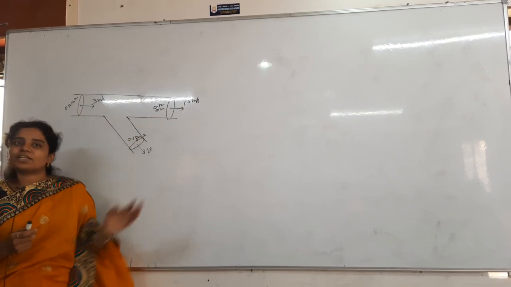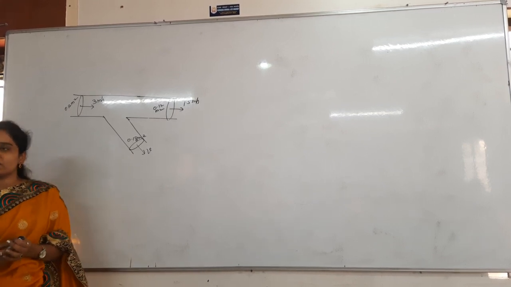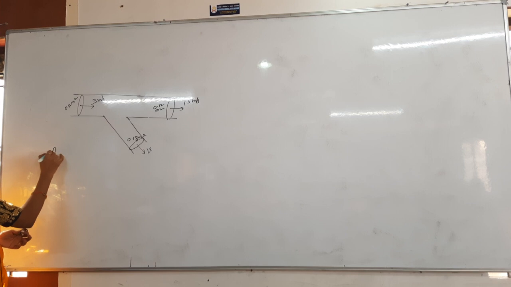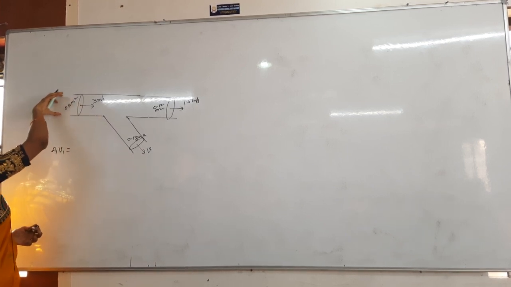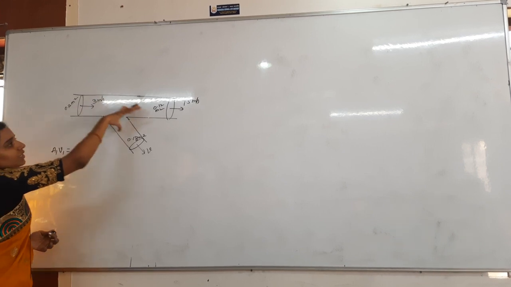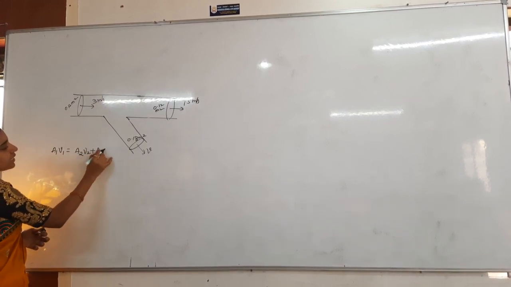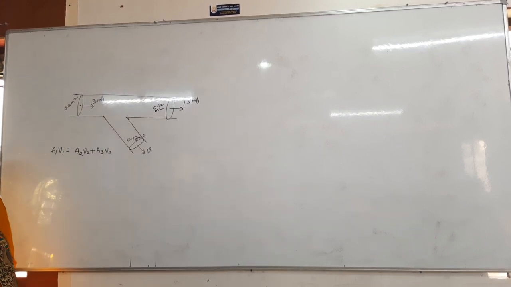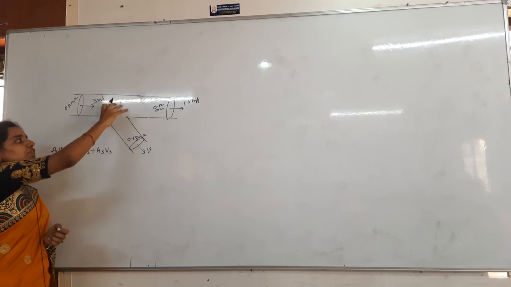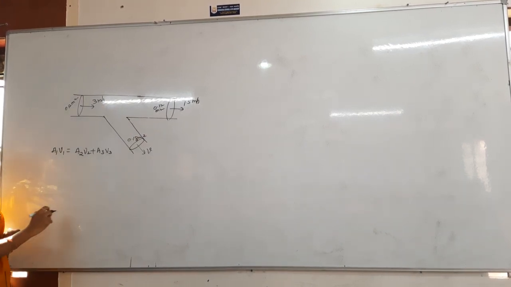Entering is equal to leaving, nothing but continuity. The equation of continuity. So what can I write? A1 V1 is equal to whichever fluid comes in from here, it comes out from here. So A2 V2 plus A3 V3. You got it the same way? Yes. The fluid entering is equal to the fluid flowing out. So A1 V1 is equal to A2 V2 plus A3 V3.